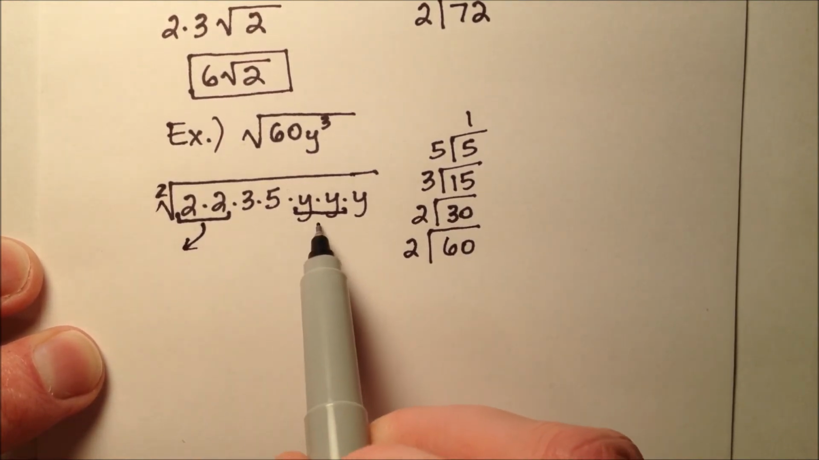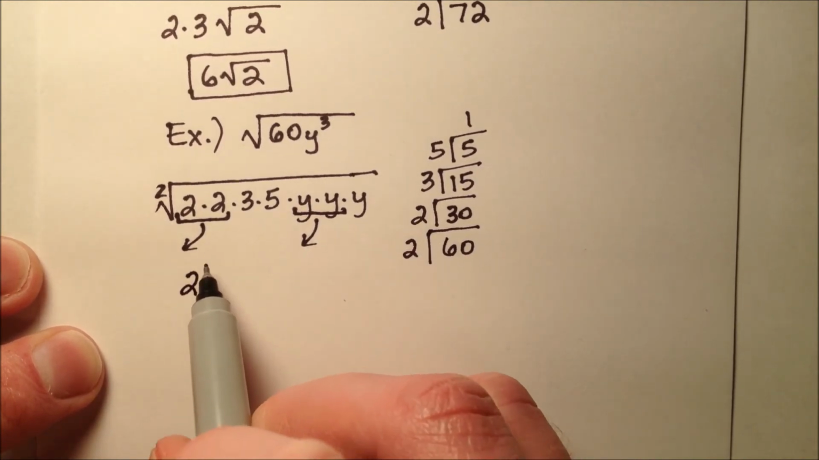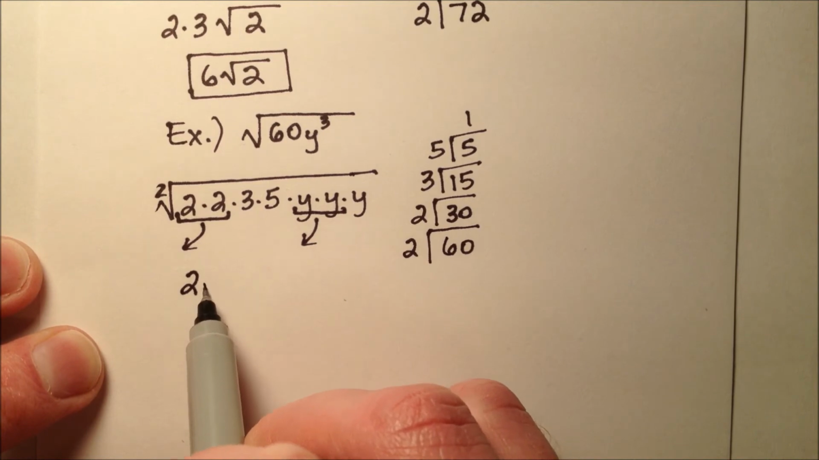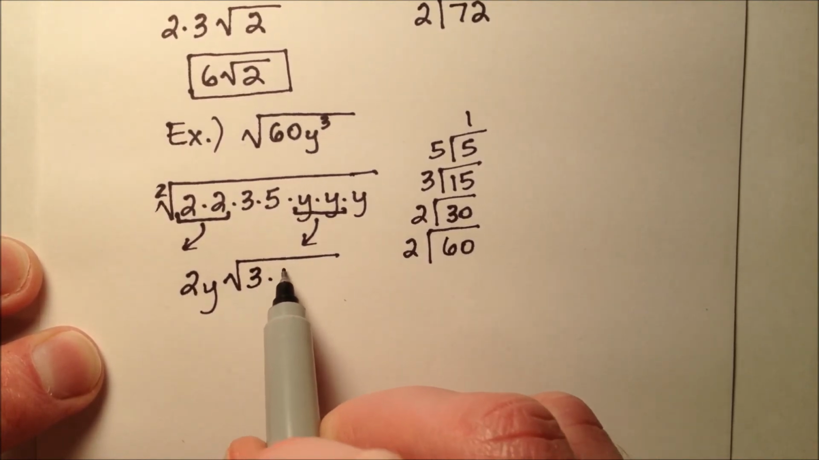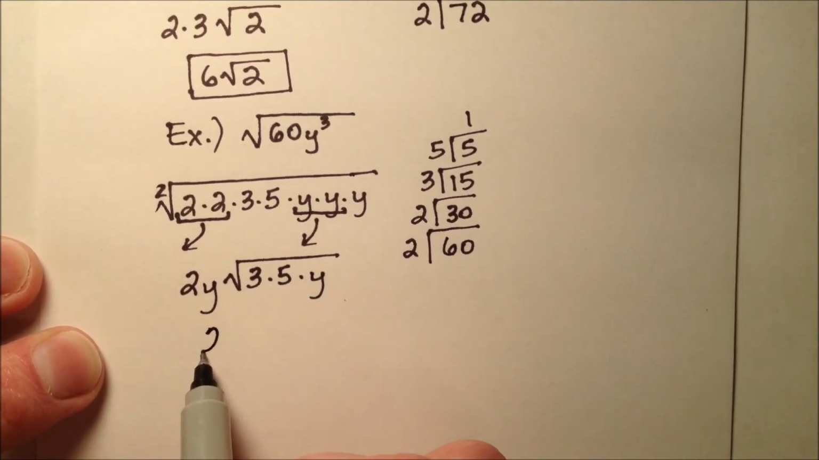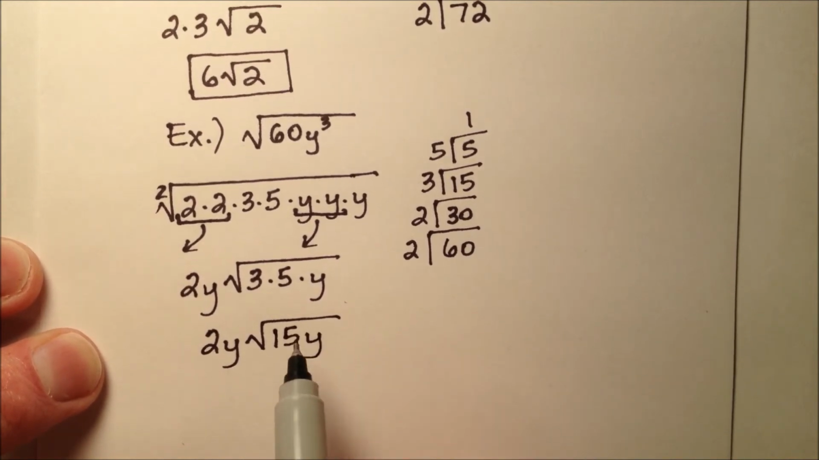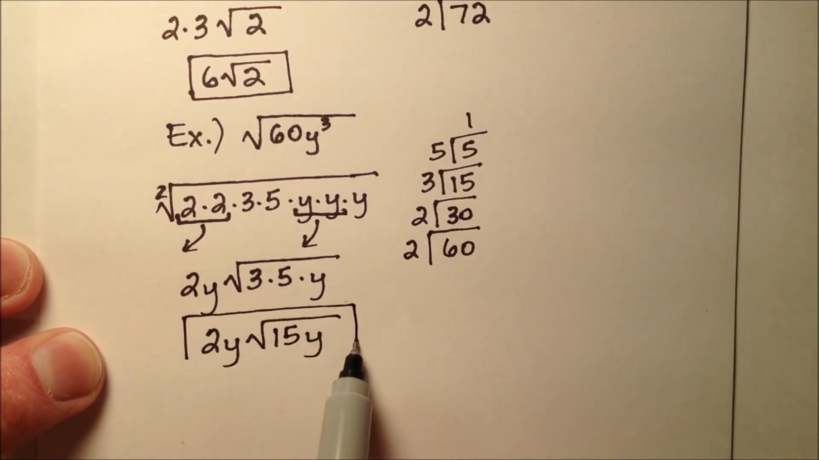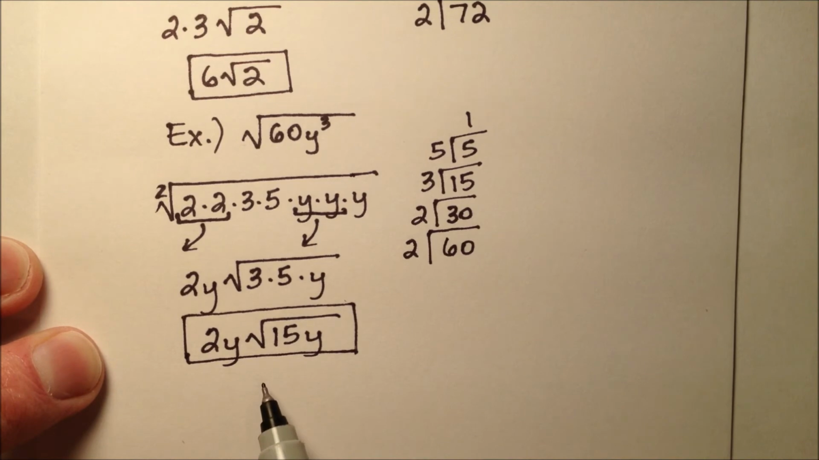So my 2's make it out, and my y's make it out, but only one of them makes it. I had a pair of 2's and a pair of y's, and everything else that gets left behind stays, and I just multiply them back together. So the 2y was out, and 3 times 5 is 15, and the 15y stayed in. So the square root of 60y cubed becomes 2y radical 15y.